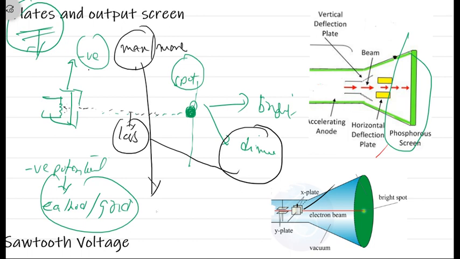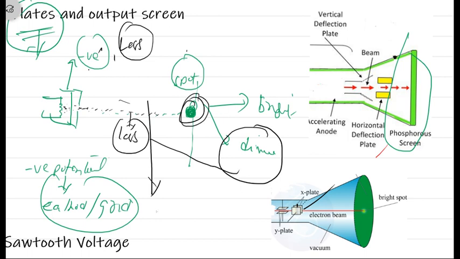Okay. And just why? I told you, due to the similarity, due to the repulsive force, a smaller number of particles will succeed to go away or move towards the anode. And in the second case, suppose the negative potential is less. What will happen? Then the repulsive force will decrease and more electrons will succeed to go towards the anode and ultimately will reach the screen.